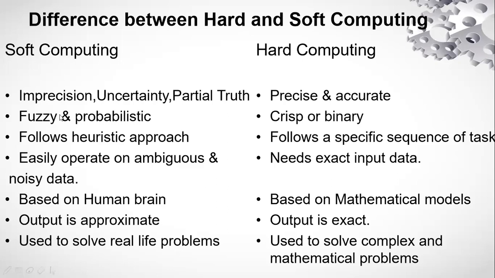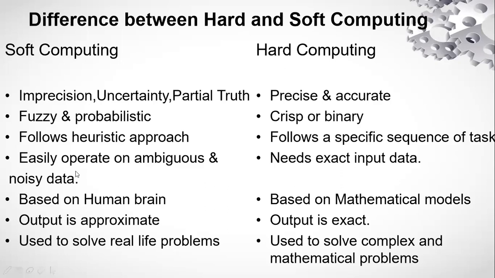Now, the next difference between soft computing and hard computing is that soft computing follows a heuristic approach, while hard computing follows a sequence of specific tasks. That means in hard computing, we have a specific algorithm that is sequential. That means it cannot work in parallel. While in soft computing, it can work in parallel and it has a heuristic approach. It is not always sequential.